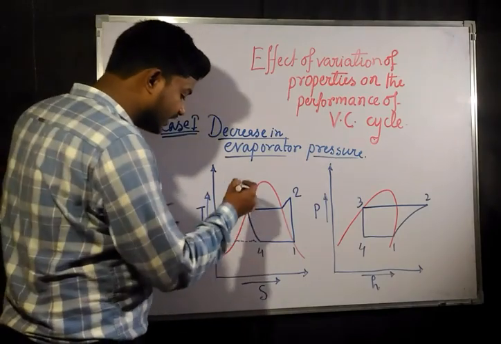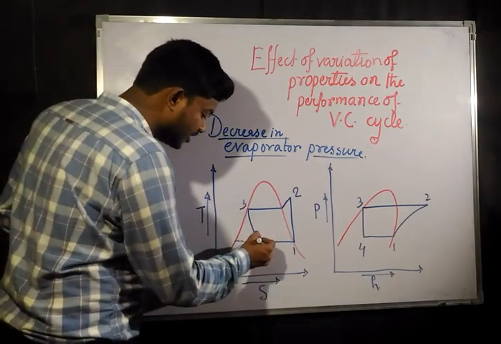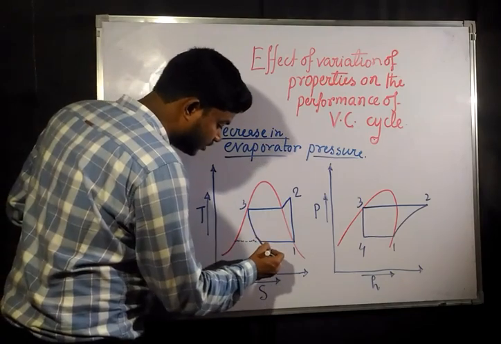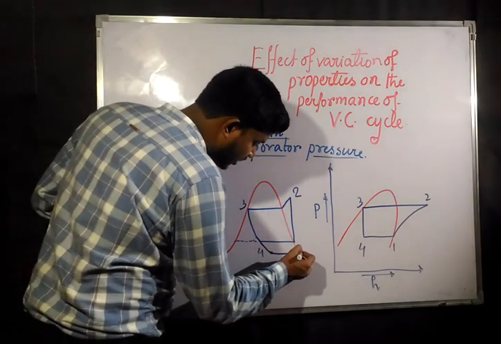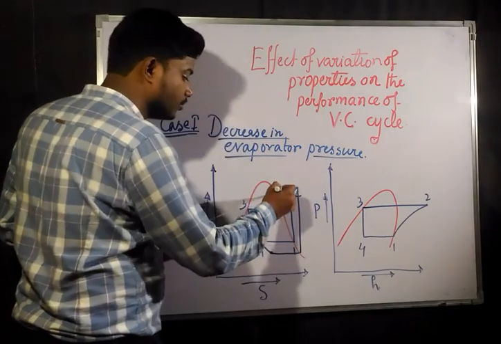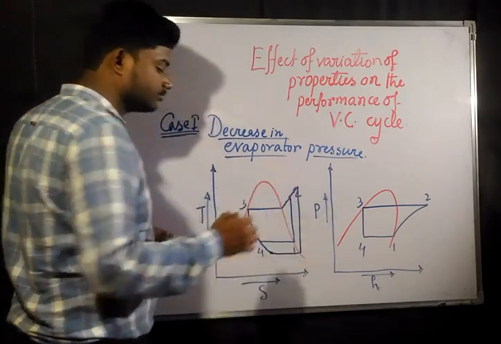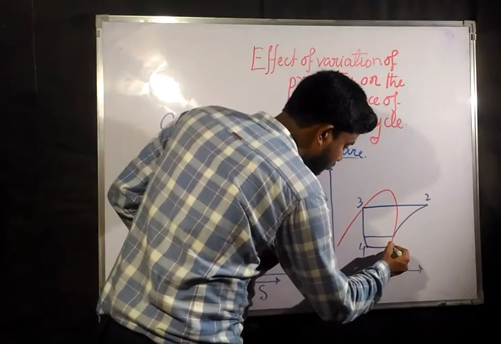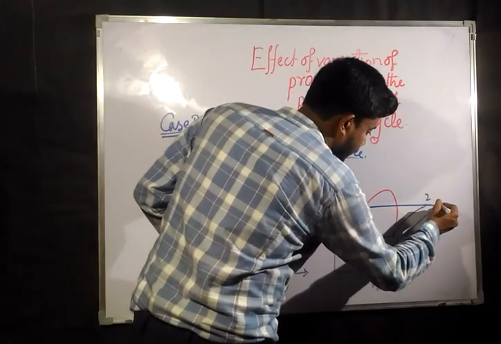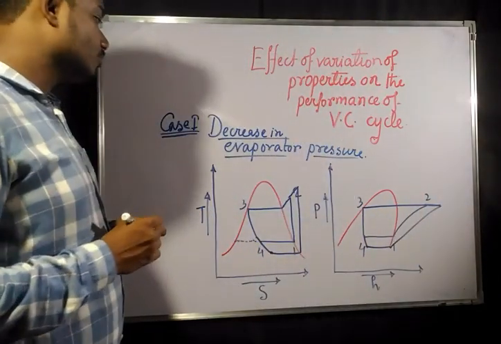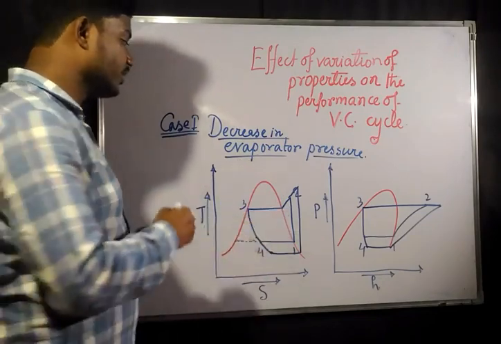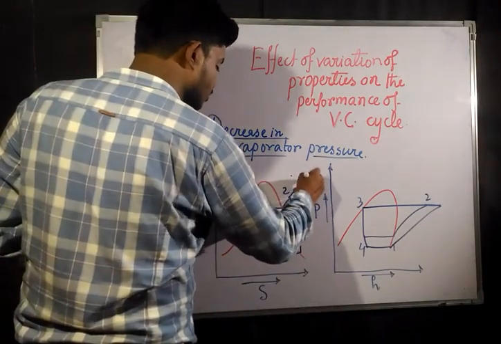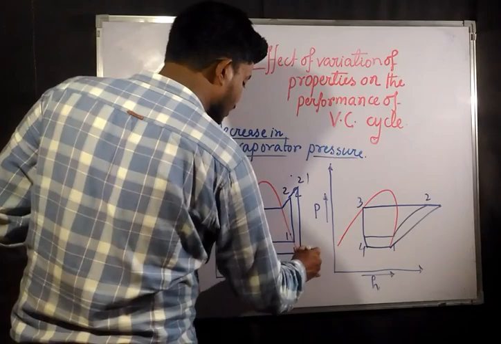If you decrease the pressure, then it will come somewhat like this, because we are decreasing the pressure now. Similarly here, if you decrease the pressure, it would come somewhat like this. Seeing both diagrams, this is 2, this is 2 dash, this is 1, and this is going to be 1 dash.